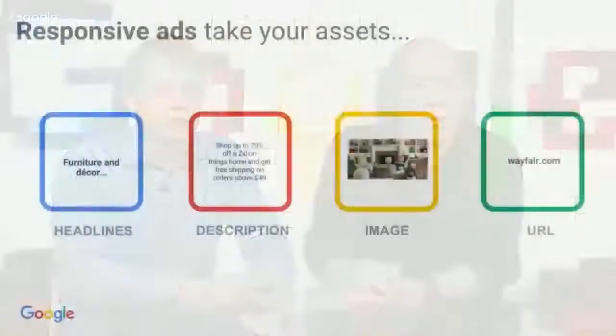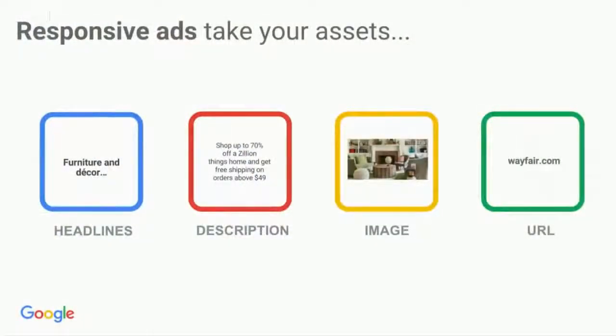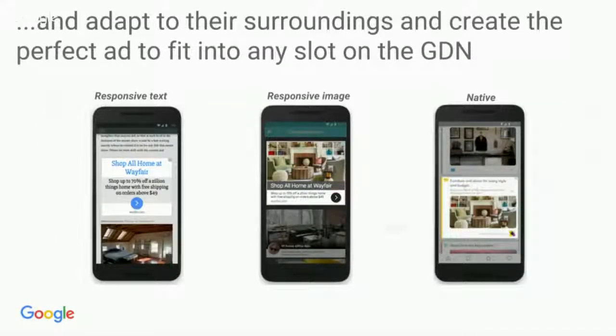So simply provide us with a couple of headlines, a description, an image, and the URL. And we will then render the ad as a text ad, as an image ad, and also as a native ad in any size and on any device using Google's powerful optimization algorithms.